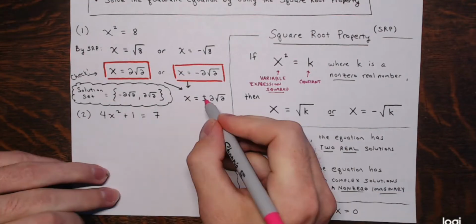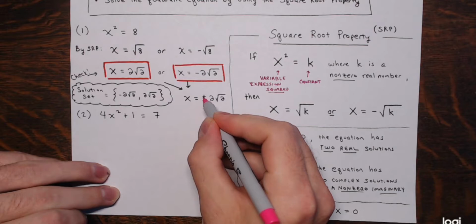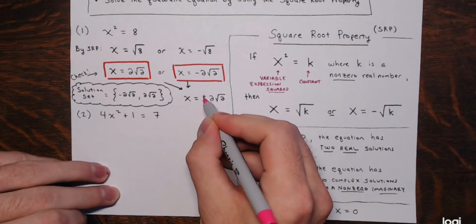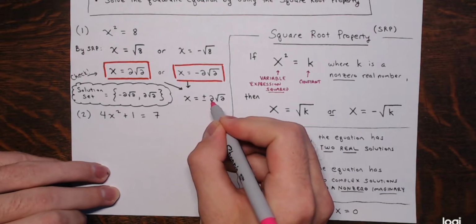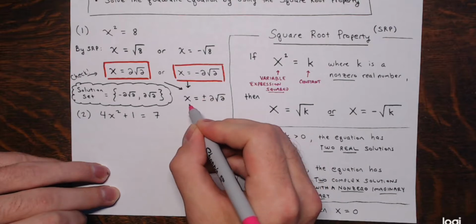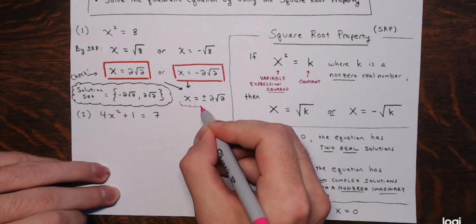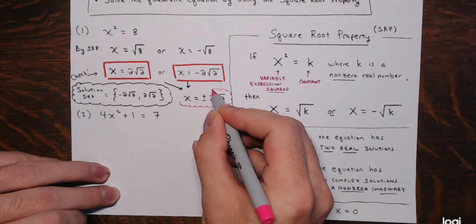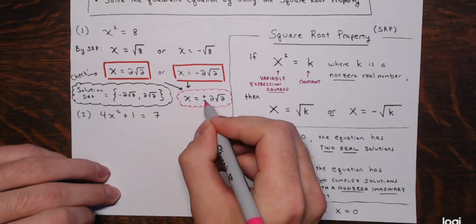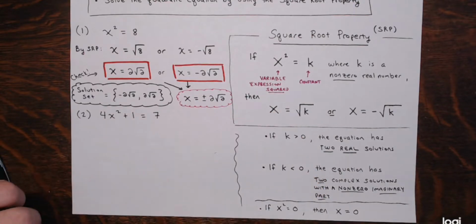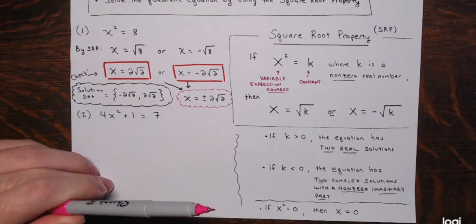All right, so if you ever see this plus or minus symbol, it's one solution with the plus or one solution with the minus. This represents two different solutions. Please understand what the plus or minus symbol means, and I'm sure you've seen it at some point before.